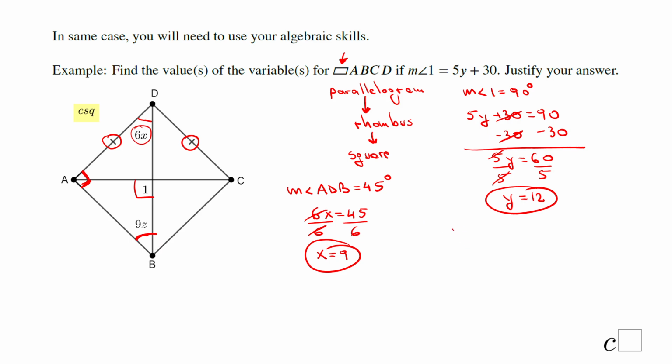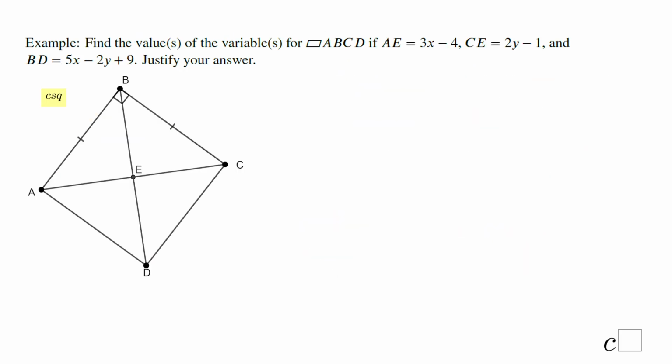So I'm gonna write down here measure of angle ABD is 45 degrees because it's a square, which means 9z equals 45 divided by 9, z equals 5. So we use the property of a square for solving this problem. Another problem where we have to use algebraic skills.